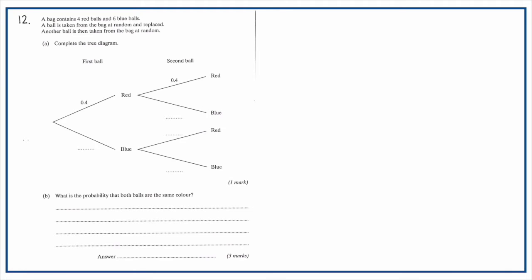Question 12. A bag contains 4 red balls and 6 blue balls. A ball is taken from the bag at random and replaced. Another ball is then taken from the bag at random. A. Complete the diagram.